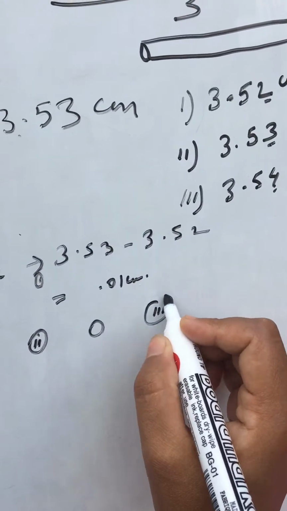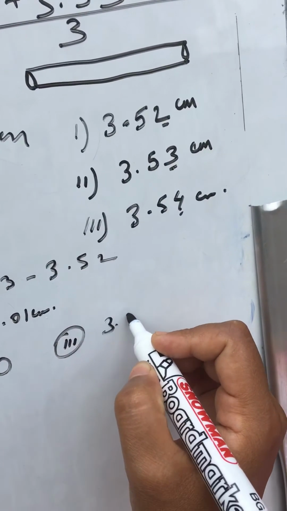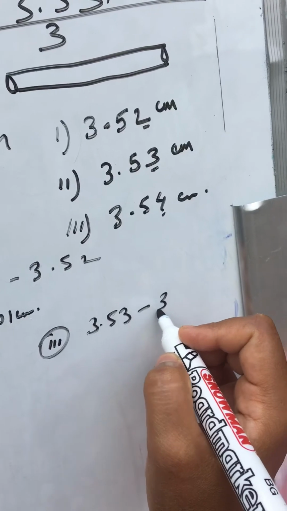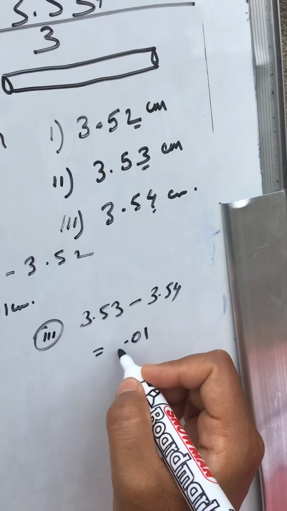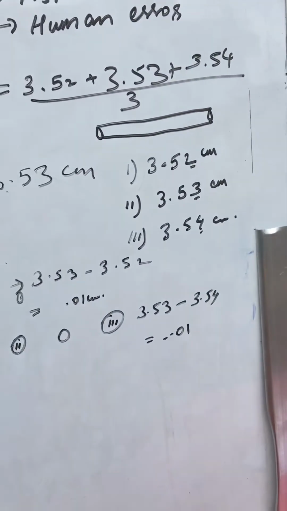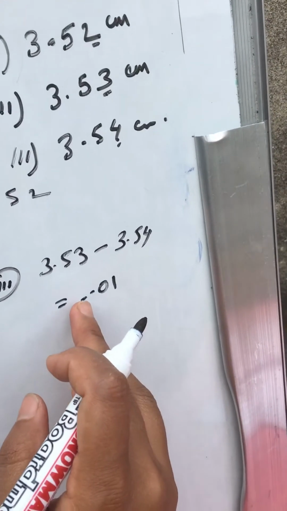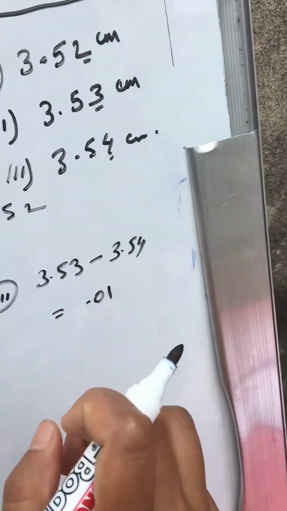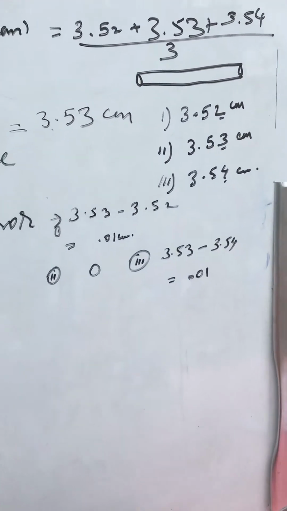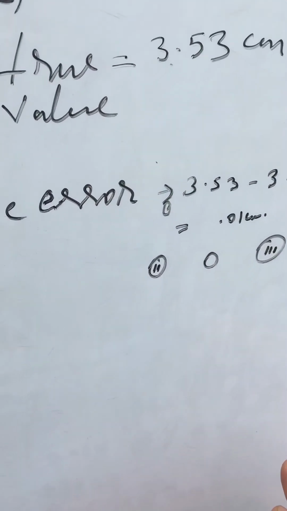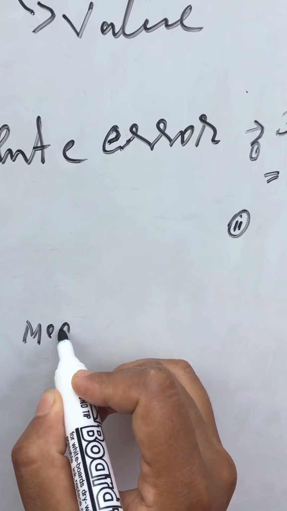And number 3, the true value 3.53 minus 3.54. Remember, this is also 0.01. The minus will be there, but whenever we talk about absolute error, we don't write the minus, because it simply tells about the deviation. So the minus shouldn't be taken. Understood?